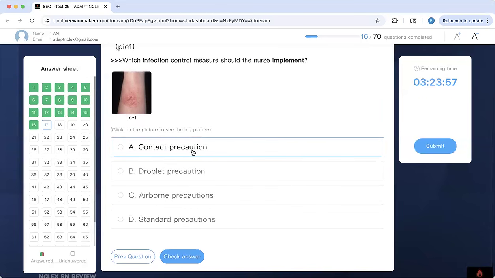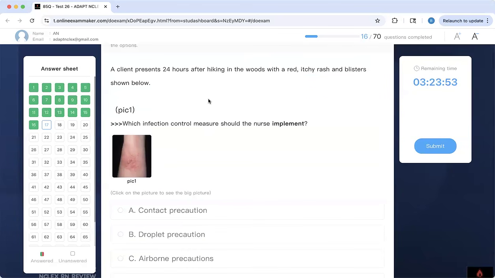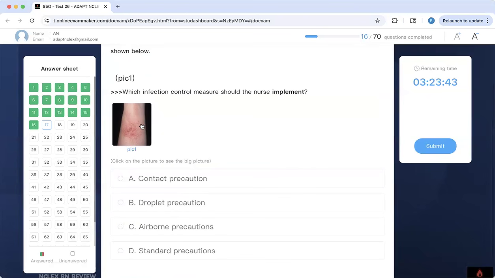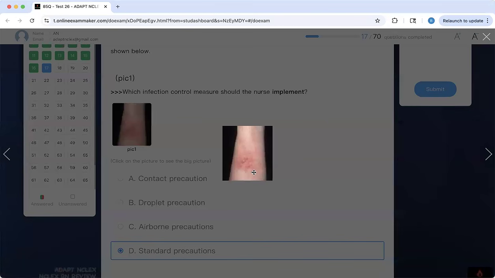Contact precaution, droplet precaution, airborne precaution, standard precaution. Don't overthink it. Focus on the buzzword, woods. What will be in the woods? You pick your answer. That will look like that. This is a standard precaution because this is what? These look like poison ivy. You get yourself in contact with something and you have these vesicular lesions, but these are all normal.